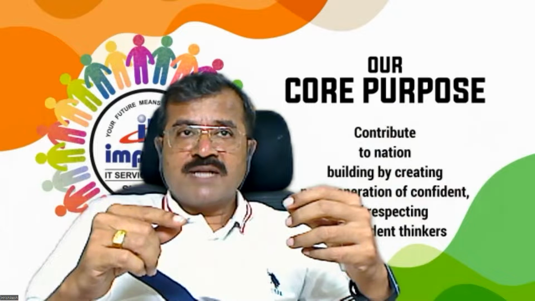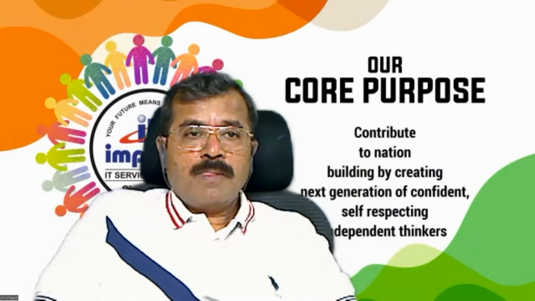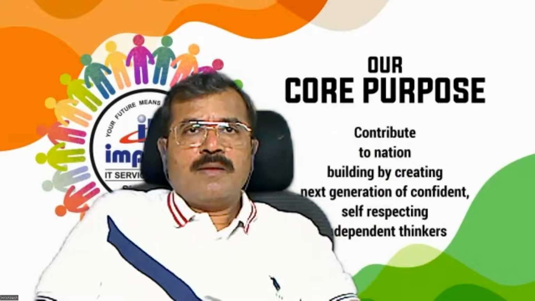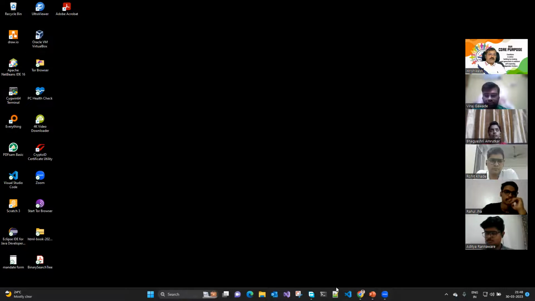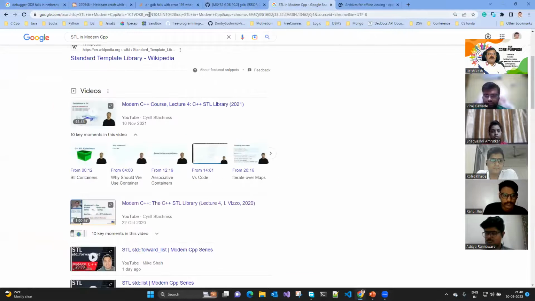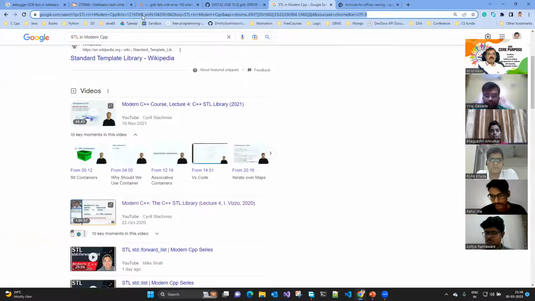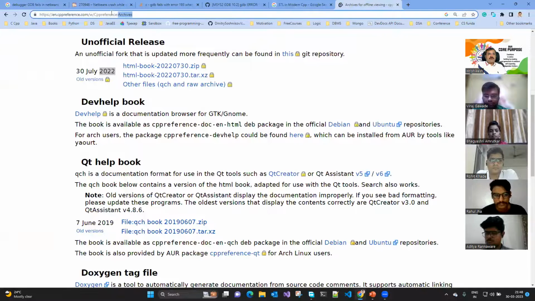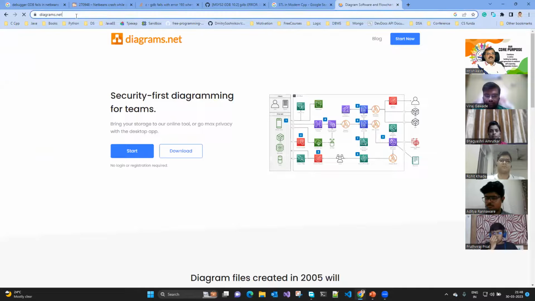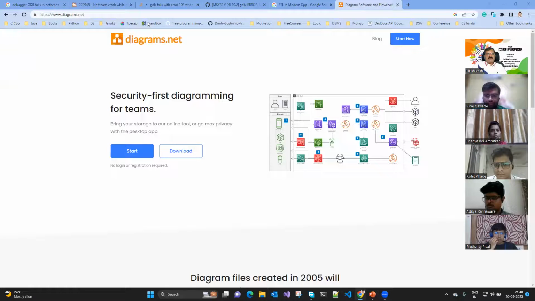Or shall I show you the tools right away? You'll download it. How many tools are there? Draw tools. One tool that you're going to download, you'll visit a site called diagram.net. Note it down. Can you see diagram.net? You'll download this diagram.net first.